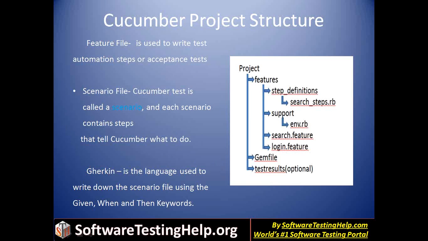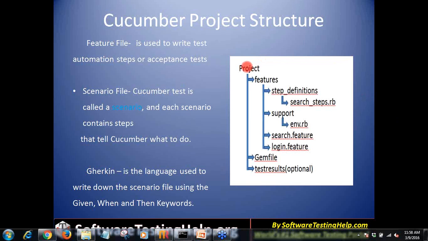A typical Cucumber project structure looks like this. In the project, you have a features folder. The features folder contains feature files, which are represented with the .feature extension, which basically represents the acceptance test of our web application. It contains a step definition file in which each feature is implemented, and this is typically a .rb, that's a Ruby file. You might also have a support folder which contains some generic Ruby files for environment settings, for general commands, etc. And then finally, you have test results available.